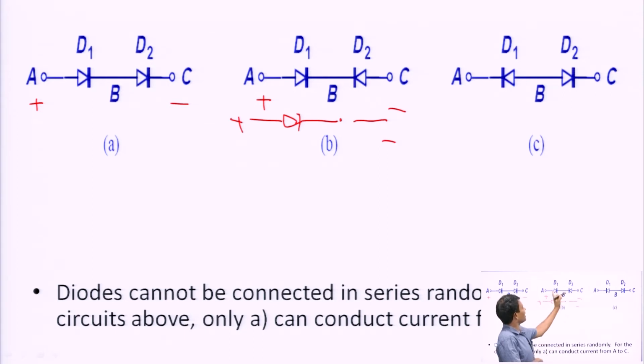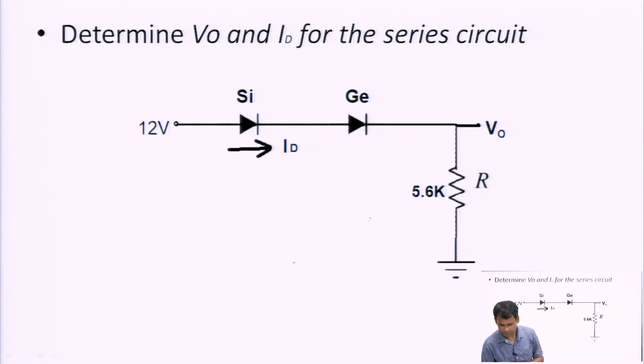This means you can see that D2 is in reverse bias and D1 is in forward bias. But it can also happen, when we apply positive here and negative here, that D2 will be in forward bias but D1 is in reverse bias. So, this is the understanding of diodes when 2 diodes are connected in series. Now, here I have taken 2 diodes, one of silicon and another of germanium.